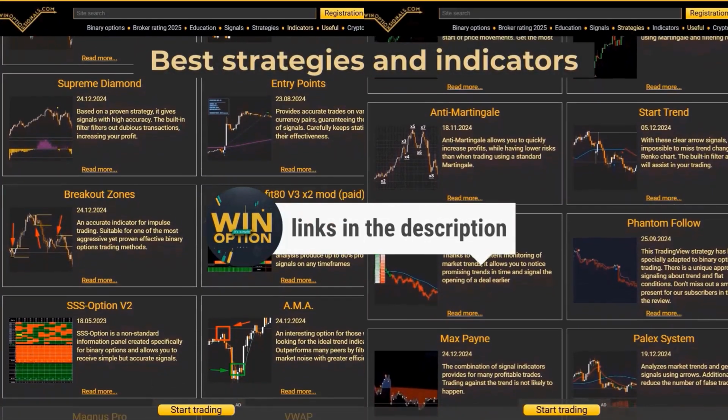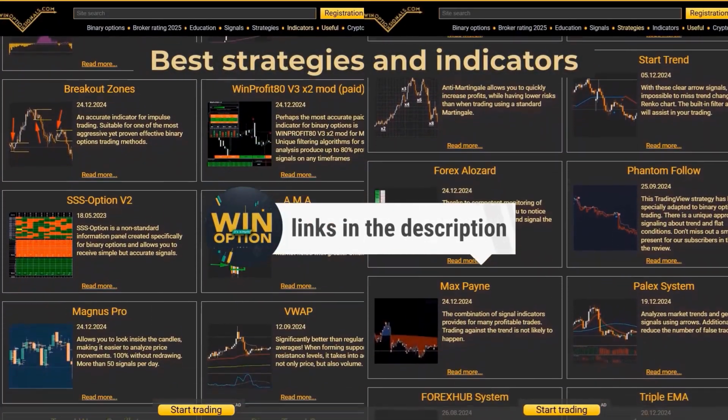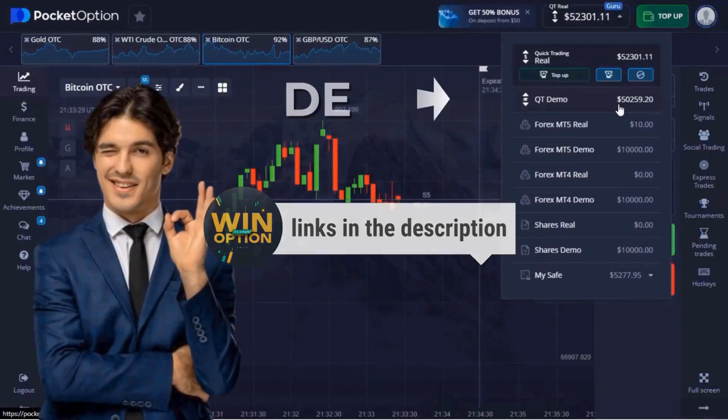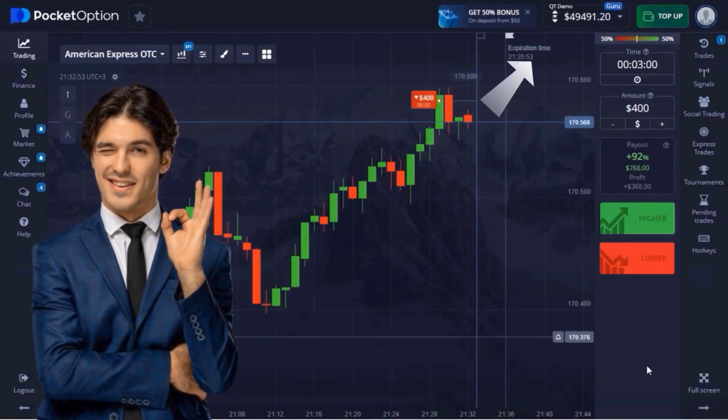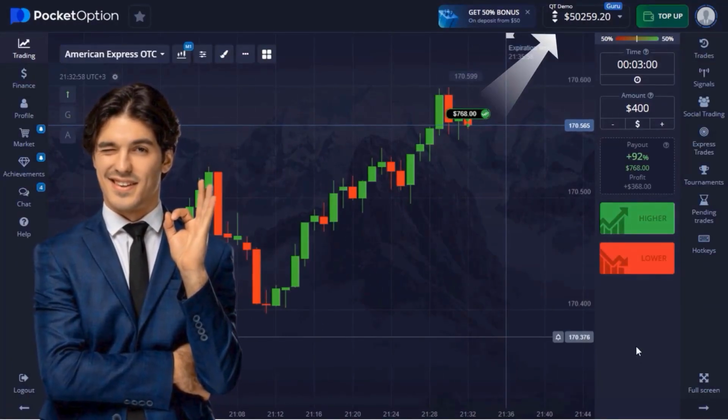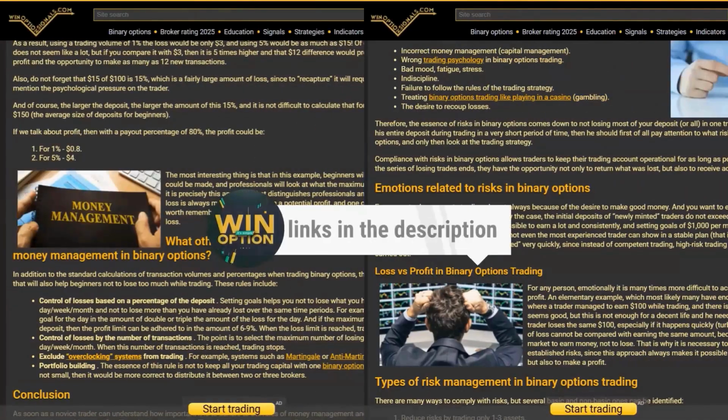And remember, any strategy or indicator is just a tool that you need to learn how to use correctly. Be sure to check and test the indicator on a demo account and historical data, while not forgetting about the rules of risk and capital management.